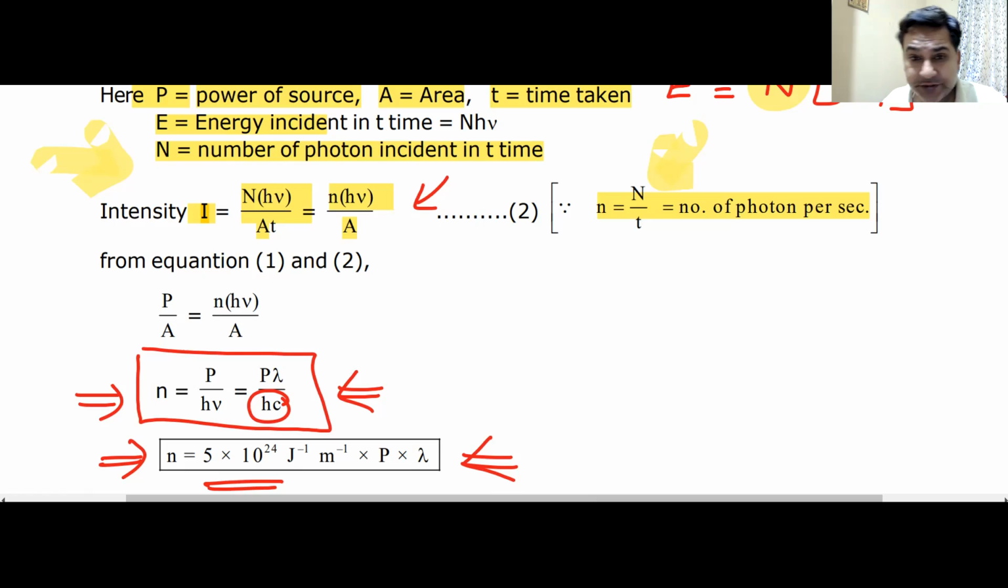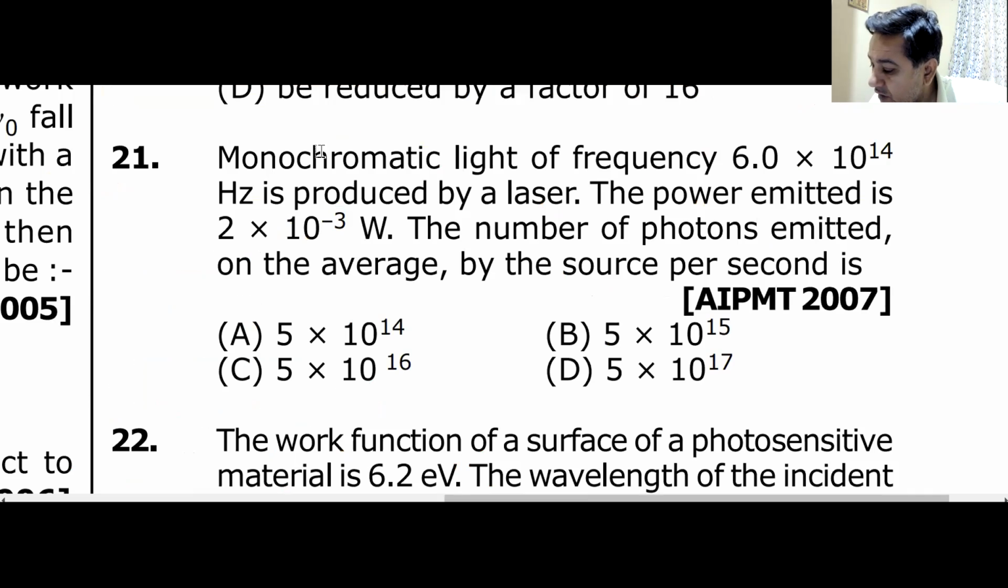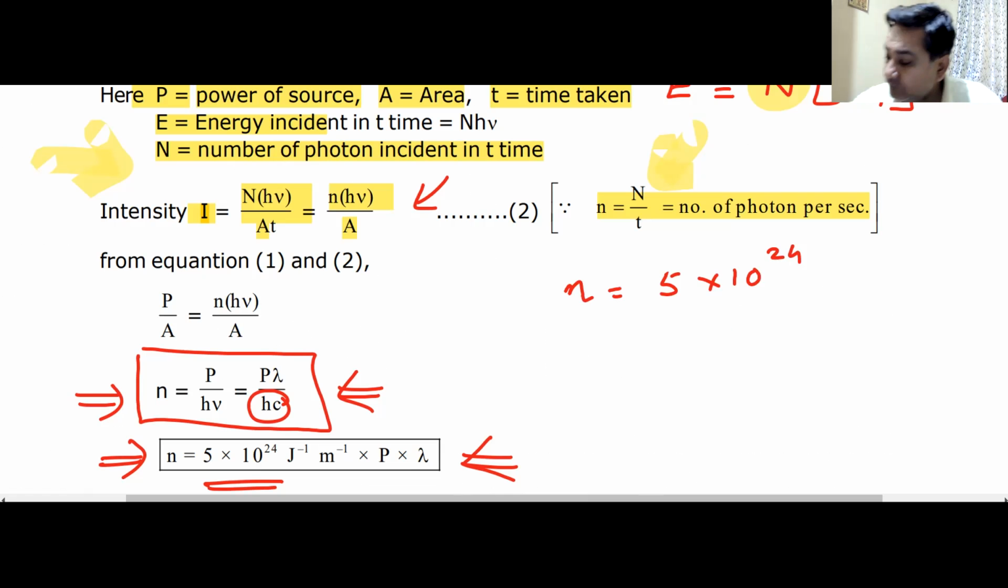Okay. Shall I do it? Yes, sir. Number of photons. What are we supposed to find out? Number of photons per unit time. So that is 5 into 10 raised to the power 24. How much is the power given? Power is given as 2 into 10 raised to the power minus 3.